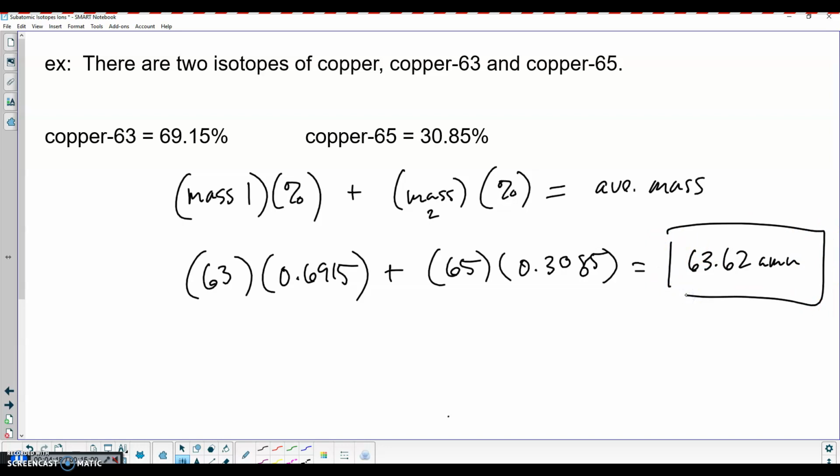Does that answer make sense? Yep, it's within the range and it's closer to 63, and it should be because nearly 70% of them have a mass of 63, so that looks like a valid answer.